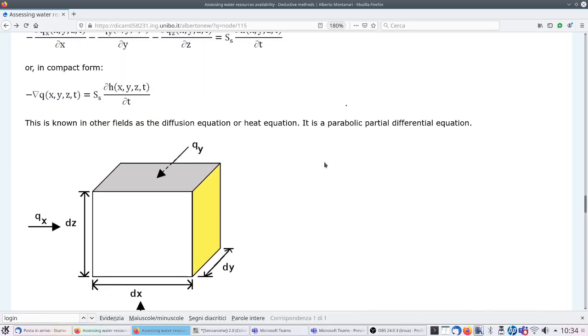Now, what are the unknowns here? The unknowns are the fluxes, the flow Q, and the hydraulic head. Both of them depend on the three dimensions of space and time. And as I said at the beginning, if we want to describe the flow in the large body of the aquifer, we need to integrate this equation. However, the problem is a bit complicated, as you may understand, because we need to describe two variables, head and flow, depending on four independent variables, the three directions of space and time.